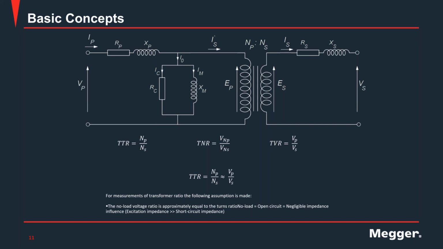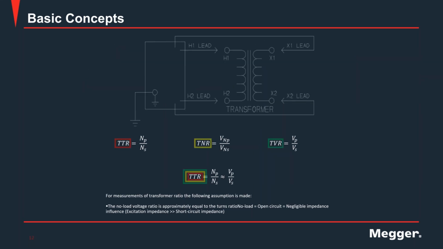So three different concepts related on the test. TTR, the number of turns on my windings; nameplate ratio, which I calculate from the rated values on my nameplate; and TVR, which is the actual number that I'm measuring with my TTR. How do I do that in the field? I take my TTR, my instrument, I connect typically to one side of the transformer, apply voltage on one side, and measure the induced resulting voltage on the other side of the transformer.